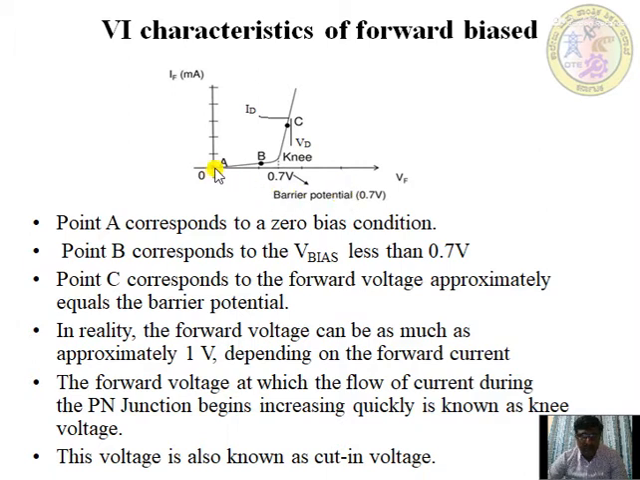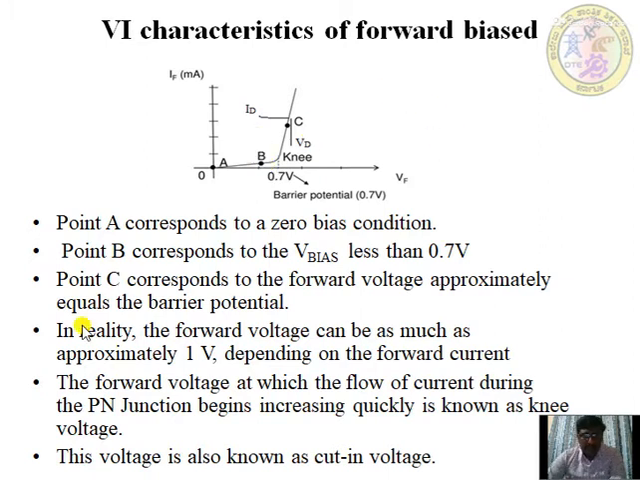Okay, first, what will be represented at point A? Point A corresponds to a zero bias condition. This is the initial condition where the voltage and current will always be 0. What does point B represent? The voltage bias is less than 0.7 volts. So B means it is rising a little bit, and this is known as the voltage bias, and it will always be less than 0.7 volts if you consider silicon, and if you consider germanium then it will be 0.3 volts.